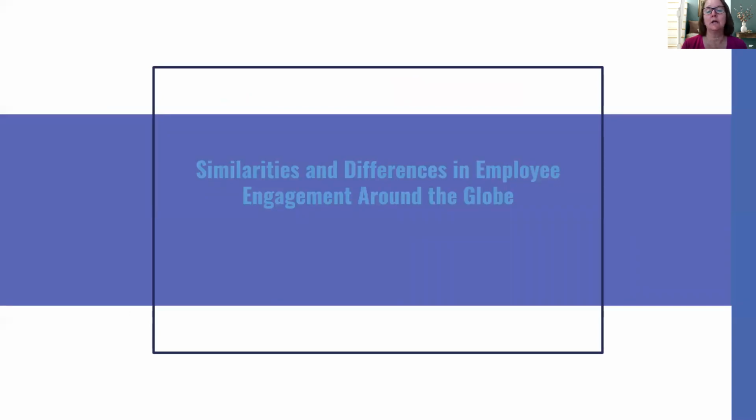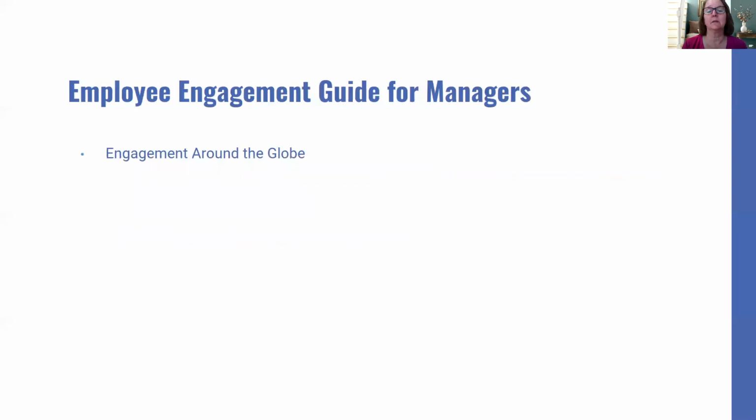Now we're going to take a look at some similarities and differences in employee engagement around the globe. A survey of employee engagement around the globe provides some useful observations. On average, the percent of engaged employees, including highly engaged and moderately engaged, was 70% in Latin America, 65% in North America, 61% in Asia Pacific and Africa, Middle East, and 57% in Europe.